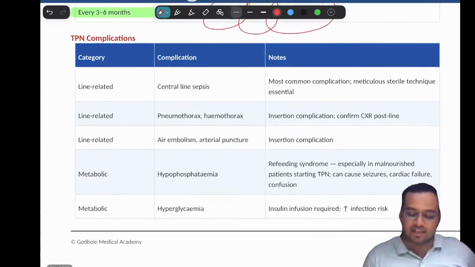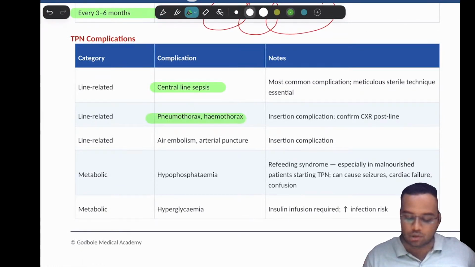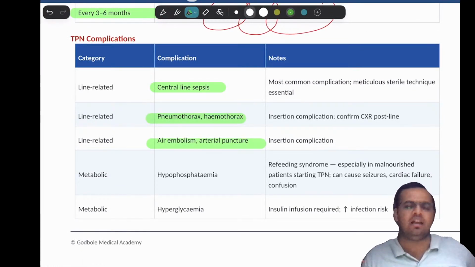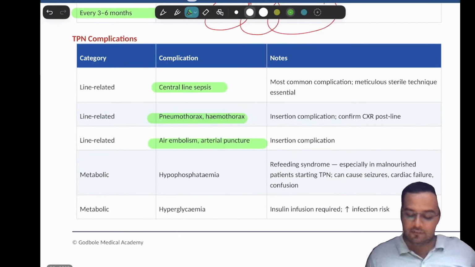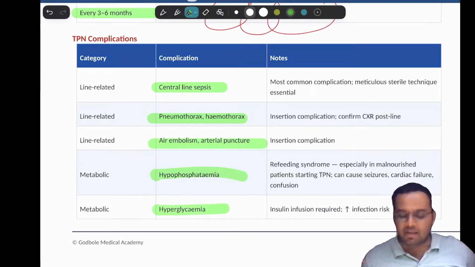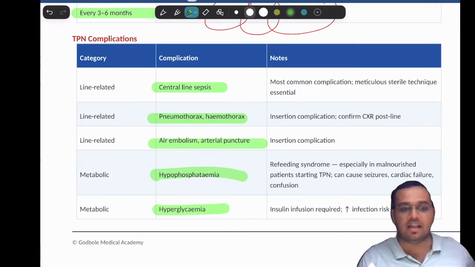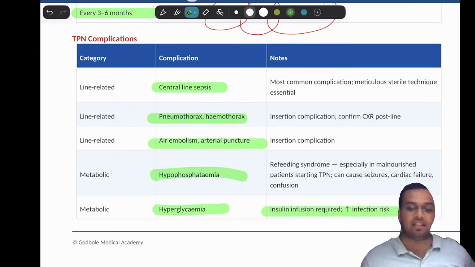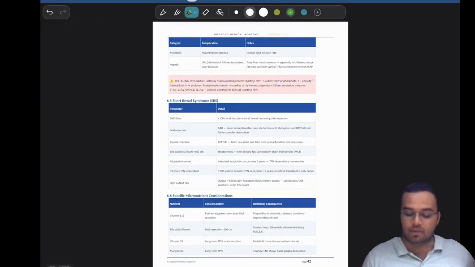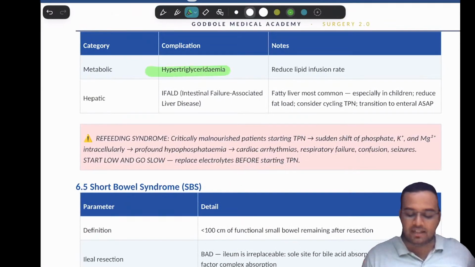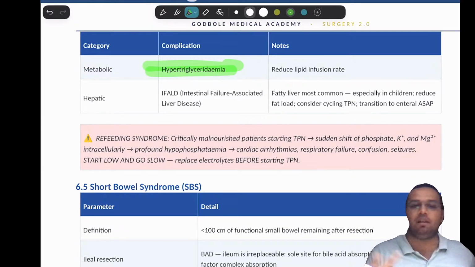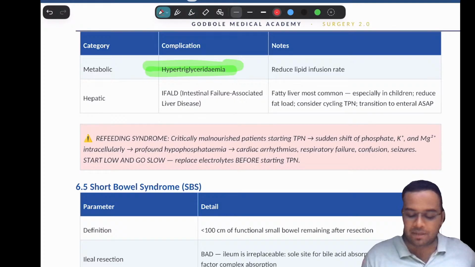So what are the line related complications? Line related sepsis, pneumothorax, or air embolism because there might be arterial puncture. The refeeding syndrome is because of hypophosphatemia. I'll get down to it later. And there can be hyperglycemia because you are giving glucose, there might be some insulin resistance, so insulin infusion might be required. Another metabolic complication is hypertriglyceridemia because you are continuously infusing fatty acids. It might predispose the patient to stroke or pancreatitis.